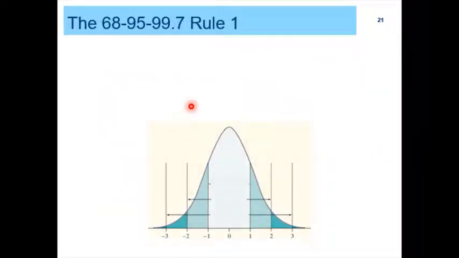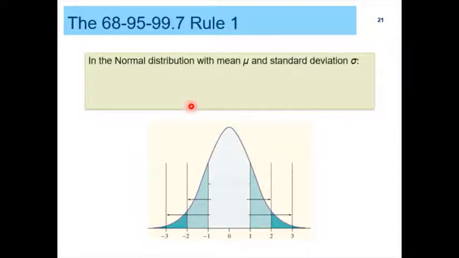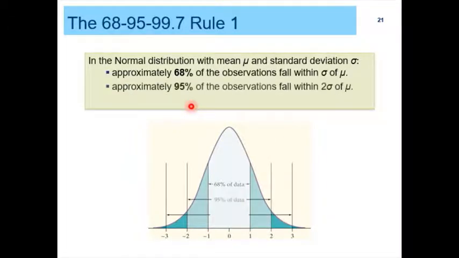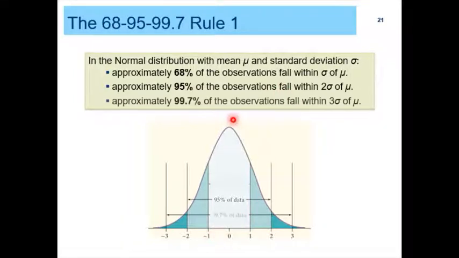So we are here now at the 68, 95, 99.7 rule, and it's also known as the 3 sigma rule. So in the normal distribution with mean mu and standard deviation sigma, approximately 68% of observations fall within sigma of mu, whereas 95% of the observations fall within 2 sigma of mu, and 99.7% of the observations fall within 3 sigma of mu. That is, from -3 to 3, all the observations, that is the 99.7% of the observations, will be there if the distribution is normal.